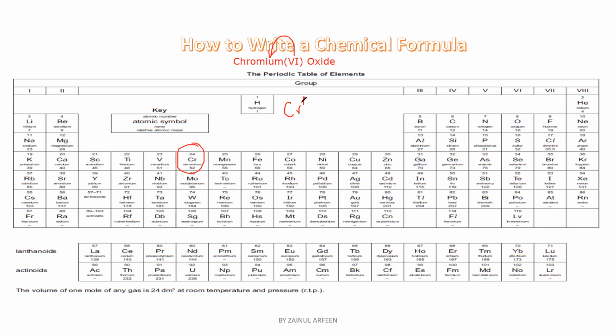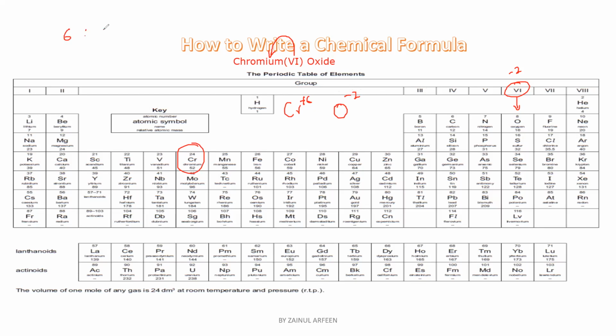And oxide means oxygen. Oxygen belongs to group 6. So group 6, what is the charge of group 6? Minus 2. Then the second step is we take a simplest ratio.